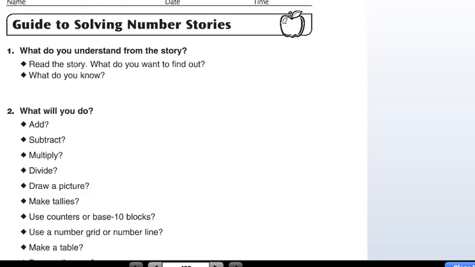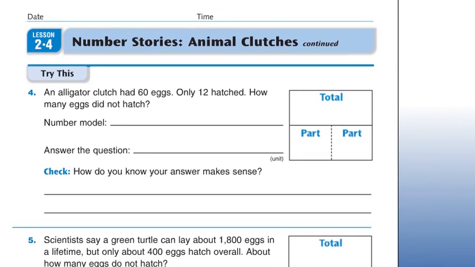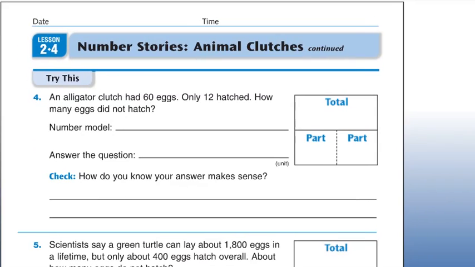So let's go ahead and go over to our book. All right, and here's our problem. So Math Journal, page 37. This is number 4. An alligator clutch had 60 eggs. Only 12 hatched. How many eggs did not hatch? Since I like to read through problems 3 times, let's read it again. An alligator clutch had 60 eggs. Only 12 hatched. How many eggs did not hatch?